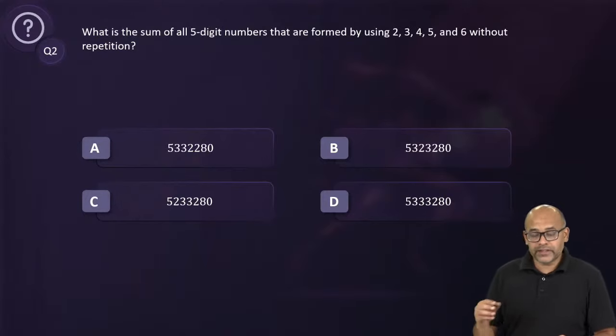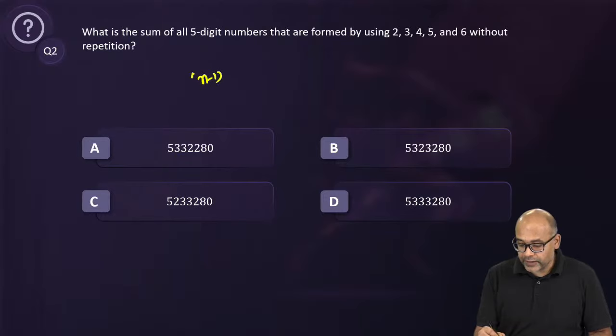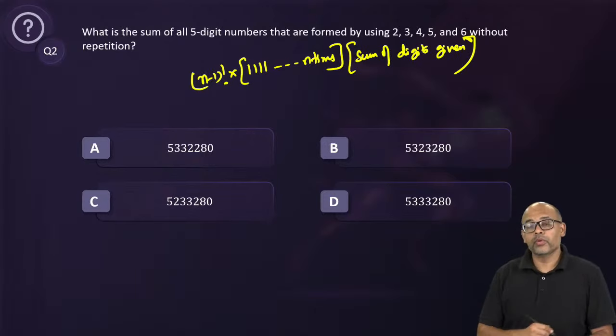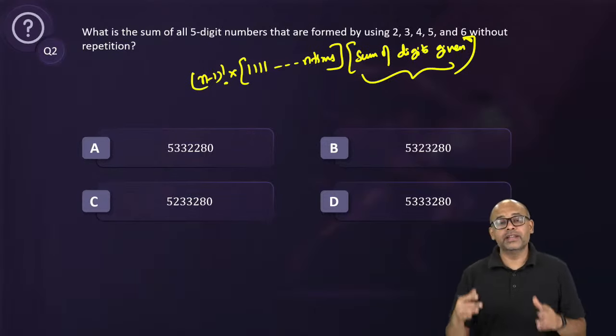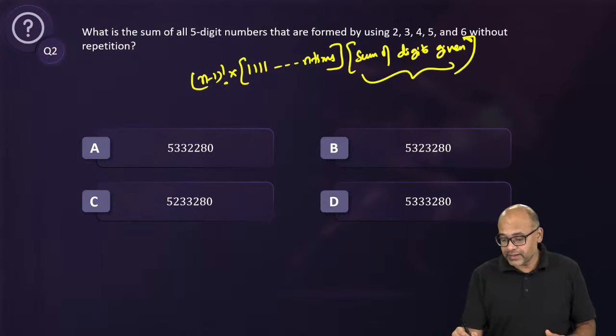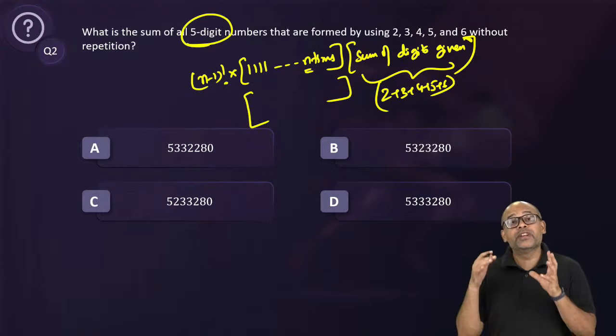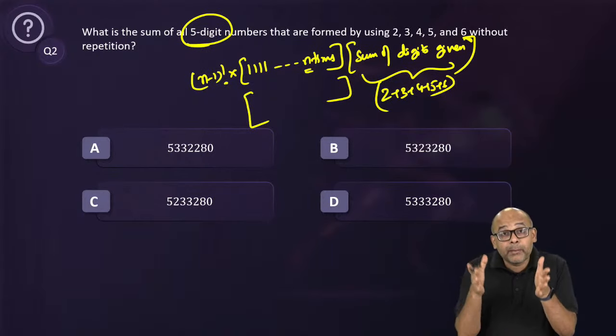Right, so the formula for this is n minus 1 factorial into 1111 n times into the sum of the digits. Sum of digits given. Now, sum of digits given in the formula, what is the meaning? It is 2 plus 3 plus 4 plus 5 plus 6. 111 n times, what is n? N is the number of digits that are there in the number that is formed.